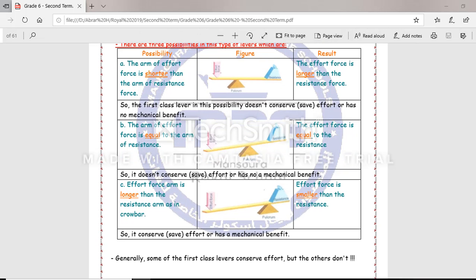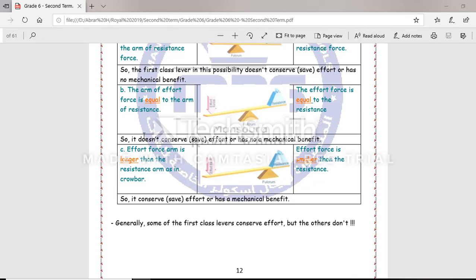The second possibility is that the arm of effort is equal to the arm of resistance. In this case, the effort force is equal to the resistance force, and in this case also the first class lever doesn't conserve effort or have a mechanical benefit. Why? Because the effort is equal to the resistance.